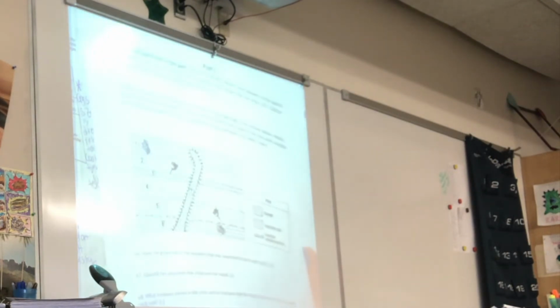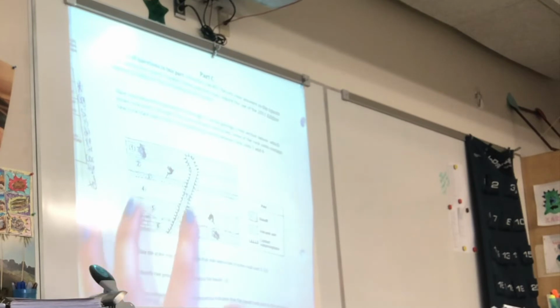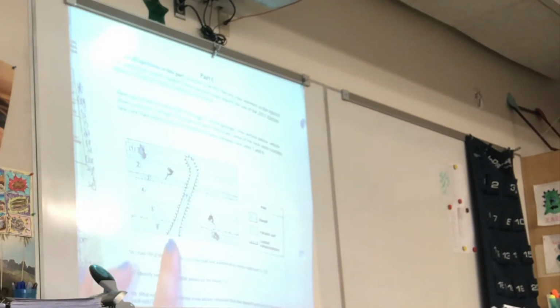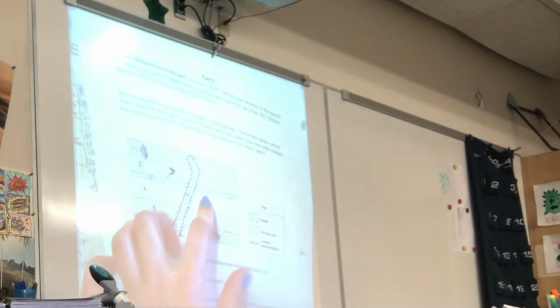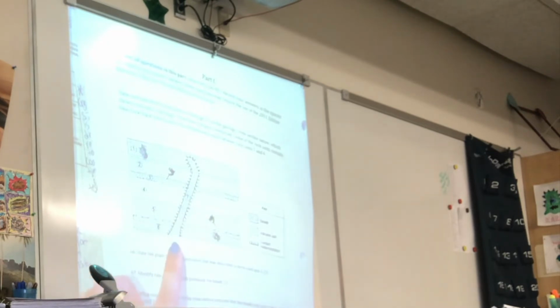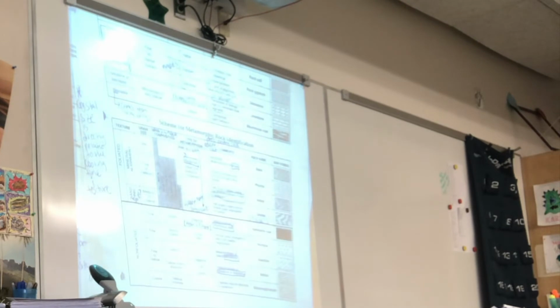All right, so this is part of the short answer part of the test. They have the intrusion here. This is an igneous rock cutting through sedimentary rocks. Bricks is limestone, dashes are shale, dots sandstone, right? So at the boundaries, I could look up the types that would be involved.